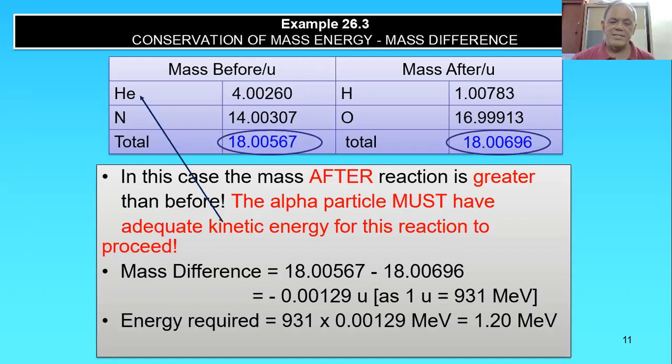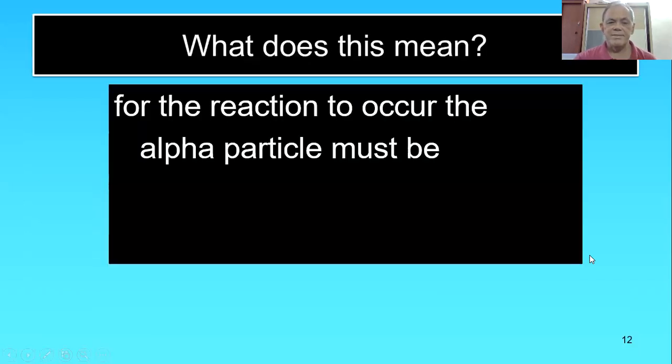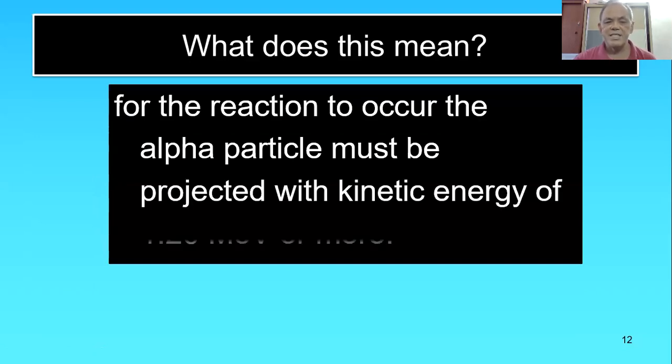So the energy required, we just use that mass difference. We are not worried about the negative sign. Times 931, right? One atomic mass unit is 931 mega electron volts. Multiply that, get 1.20 mega electron volts. That means that is the minimum energy the alpha must have before the nuclear reaction will take place. For the reaction to occur, the alpha particle must be projected with kinetic energy of 1.20 mega electron volts or more.